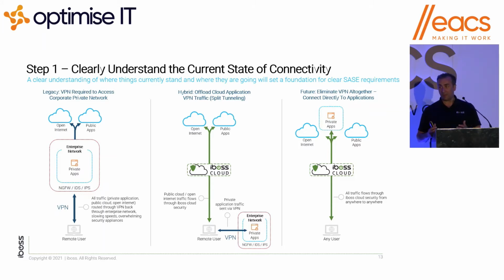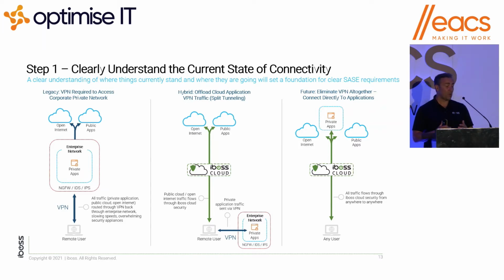I think many organizations have moved to Office 365 or maybe G Cloud, and there's a lot of traffic. If you look at your traffic statistics for those services, it can be a large percentage. So just by moving that traffic off of the VPN and getting direct connectivity, secure connectivity through the iboss cloud to those public applications, you can really improve the user experience and offload that traffic from the VPN.